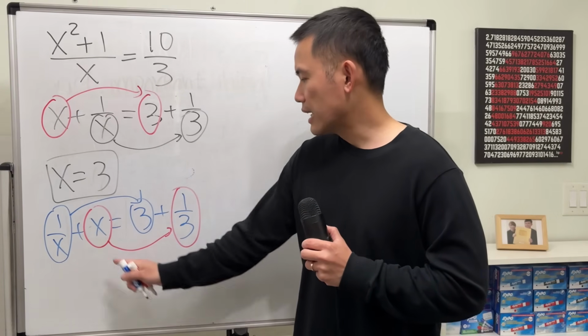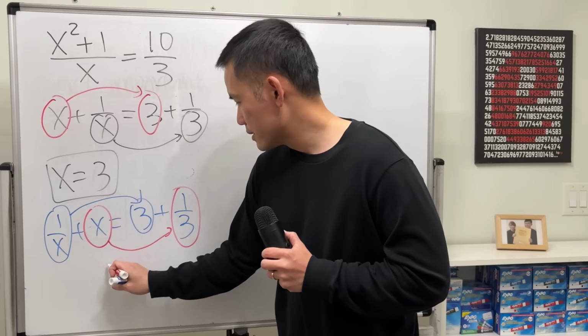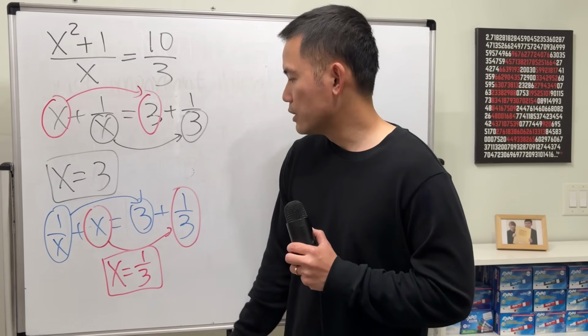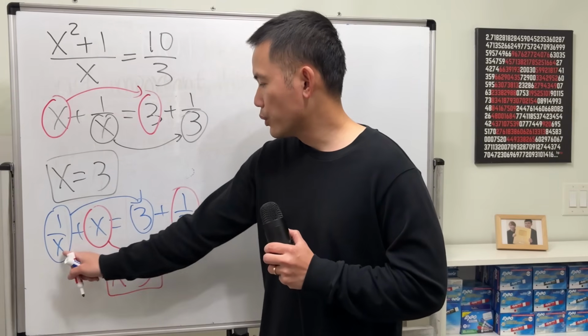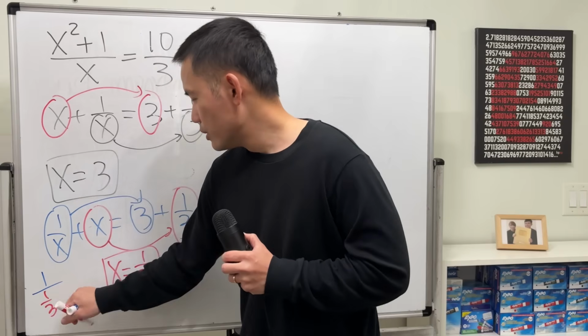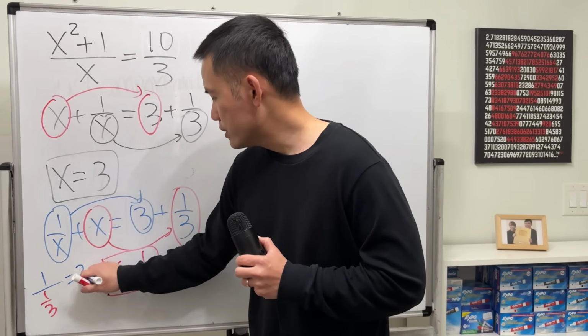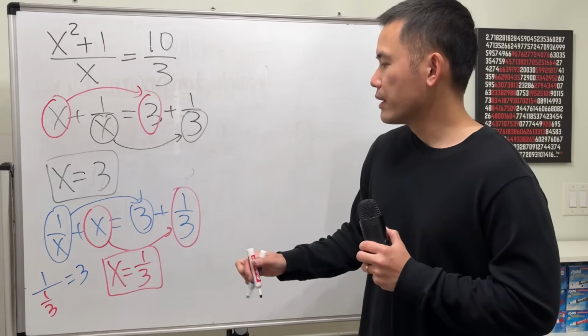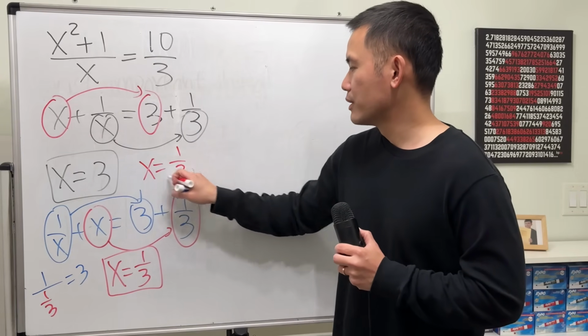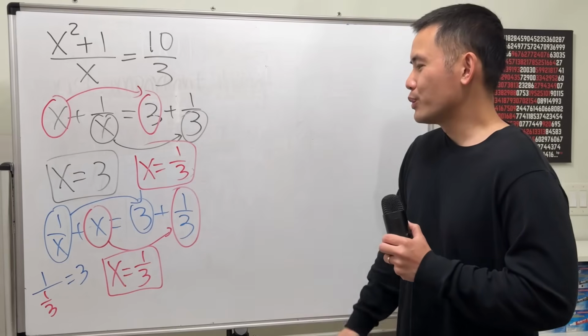So it suggests that x is equal to 1/3. And does it work? Yes, if you put 1/3 into here, 1 over 1/3, you do the reciprocal, you will end up with 3, which matches with this. So as you can see, the other answer is x is equal to 1/3. And I thought that was pretty cool, pretty neat.